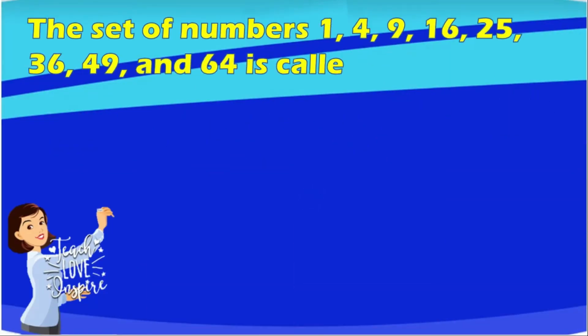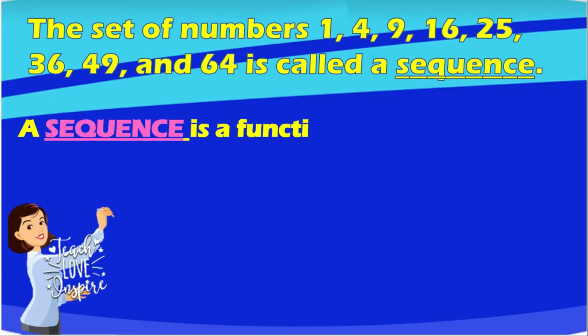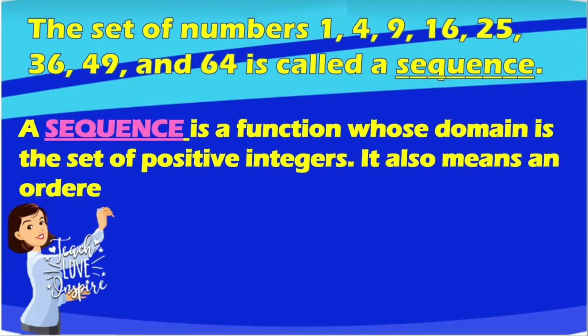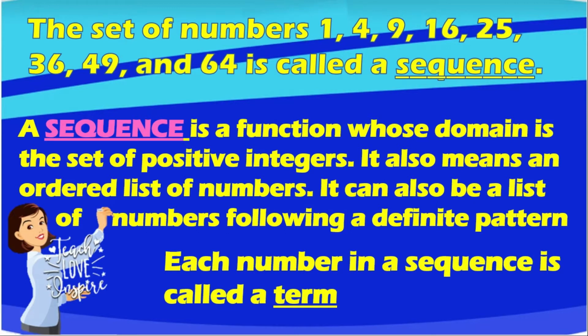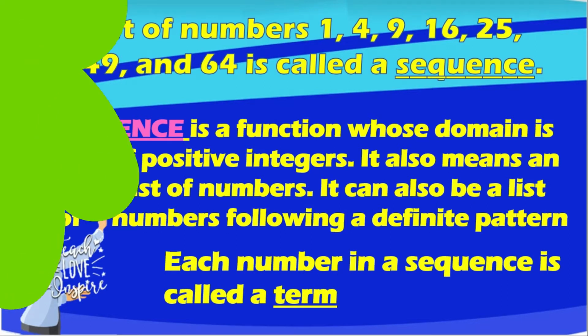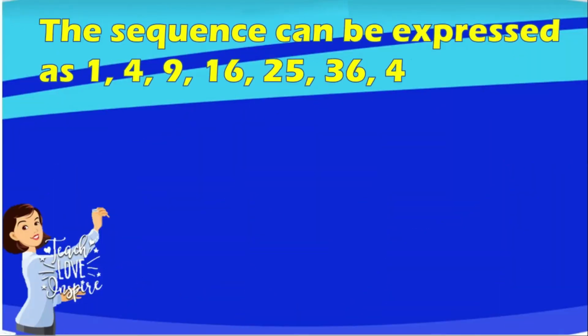The set of numbers 1, 4, 9, 16, 25, 36, 49, and 64 is called a sequence. A sequence is a function whose domain is the set of positive integers. It also means an ordered list of numbers. It can also be a list of numbers following a definite pattern. Each number in a sequence is called a term. The sequence can be expressed as 1, 4, 9, 16, 25, 36, 49, 64.